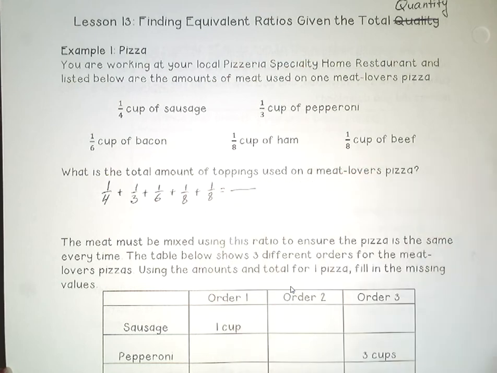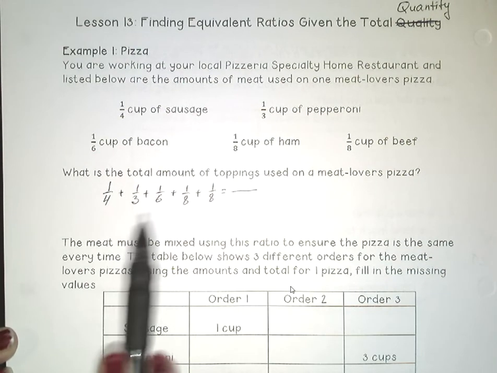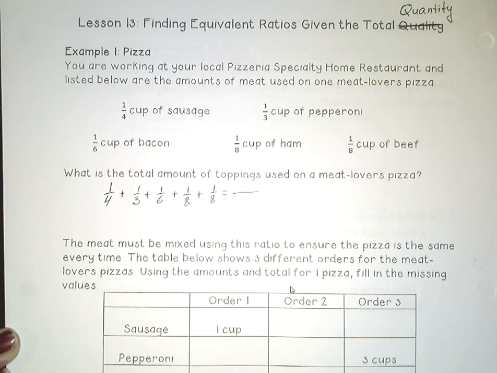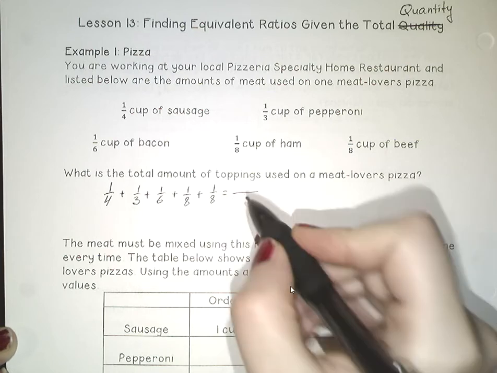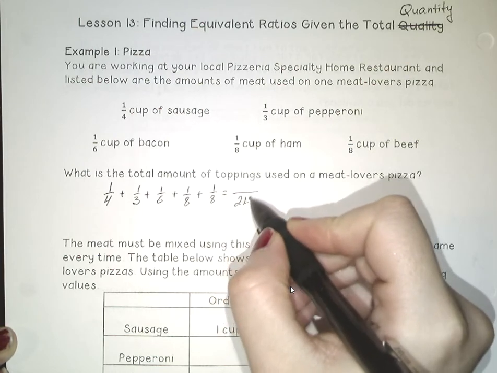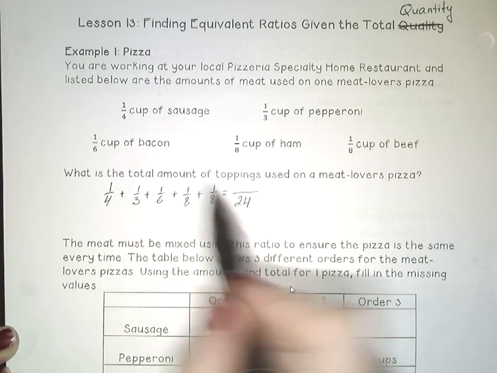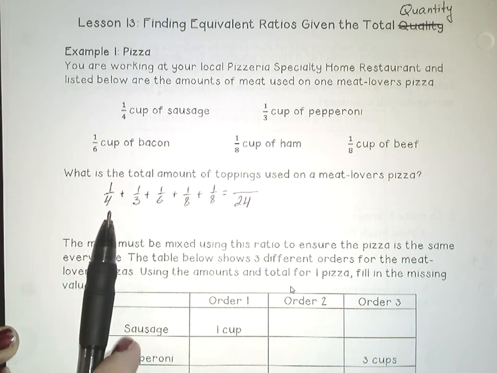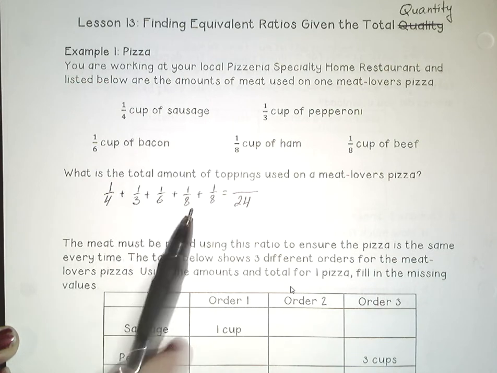When we add fractions, we need to make sure that we have a common denominator. So we are going to find a common denominator for all of these denominators, for 4 and 3 and 6 and 8. This one is actually pretty easy. If you know your multiplication table, you know that 24 would be the least common denominator for all of these ones. 4 can go into 24, and 3 can go in it, and 6 and 8.